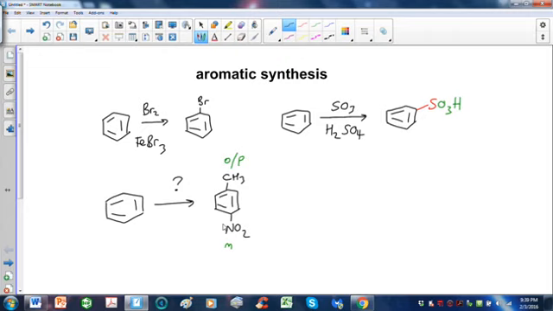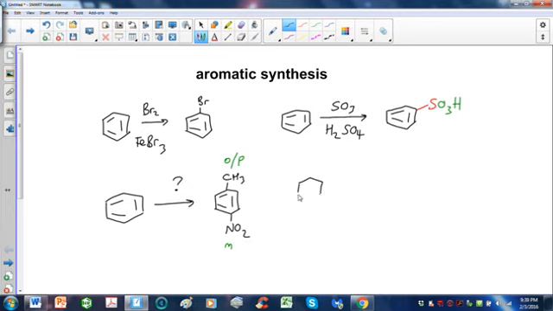So, for example, if we were to put the nitro group on first, and we could get the methyl group on afterwards, can you see the methyl group would go meta to the nitro? If it was to go on, which it probably wouldn't. If we put the methyl group on first, then because it's an ortho-para director, it will indeed direct the nitro group where we want it to go.